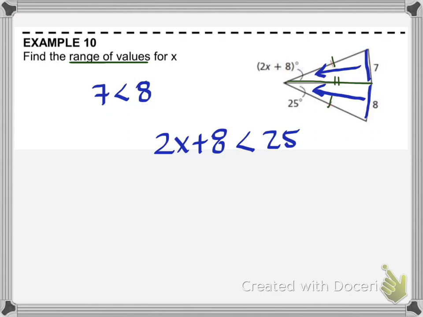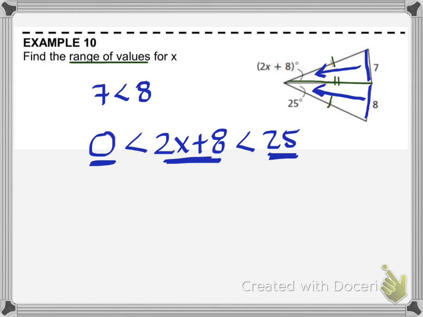Now, a compound inequality requires two inequality symbols. So for the other inequality symbol that we want, look at where your variable is. Your variable is on the left side. We want to have another less than and then a 0. The reason we want that is because this angle 2x plus 8 has to be bigger than 0. So we already know it's going to be less than 25, but we also have to mention that it's greater than 0 because we can't go into the negative numbers.